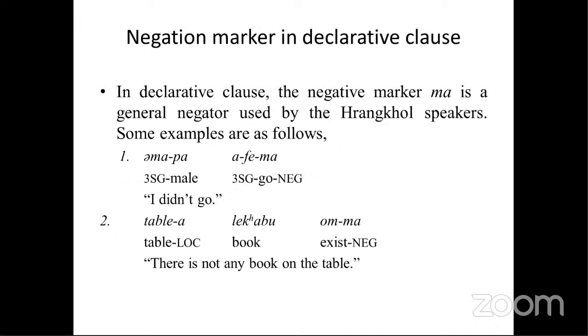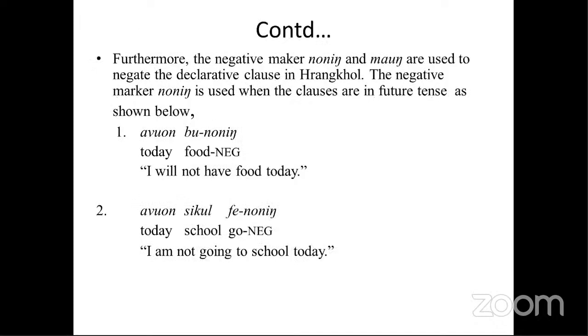Furthermore, the negative markers noning and mau are used to negate the declarative clause in Rangkol. The negative marker noning is used when the clauses are in the future tense. As for some examples, abung bu noning. Abung is today, bu is put, noning is negative here. So I will not put it today. Abuan sipul fe noning. Abuan is today, sipul is school, fe is go, noning is negation here again. I'm not going to school today.